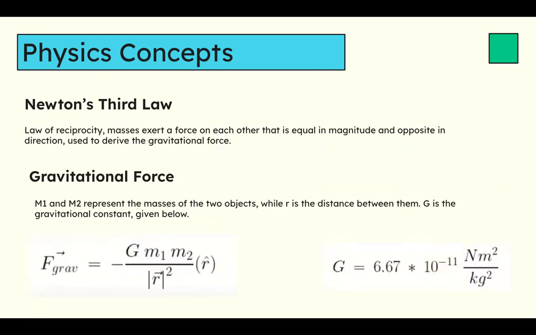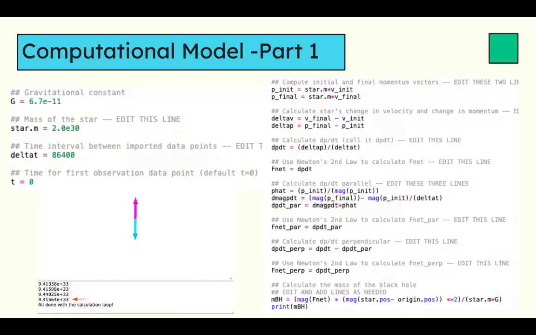Then we continue with Newton's third law. This is the law of reciprocity, which states that masses exert a force on each other that is equal in magnitude and opposite in direction. And this is used with the concept of gravitational force. M1 and M2 represent different masses, and G is a gravitational constant, which is down here. And this basically is the gravitational force between two objects, and R is the distance between them.